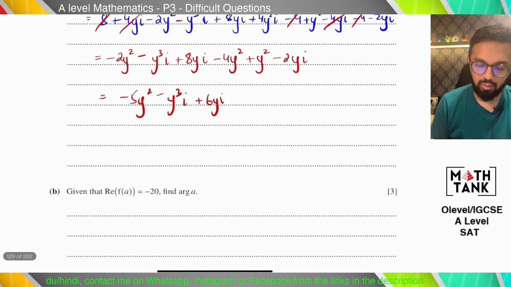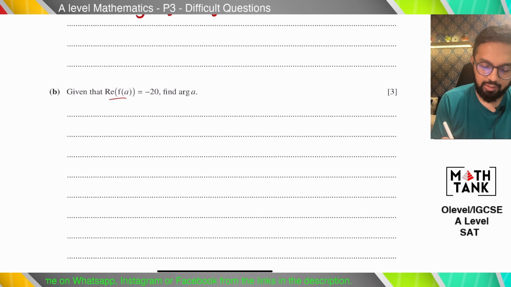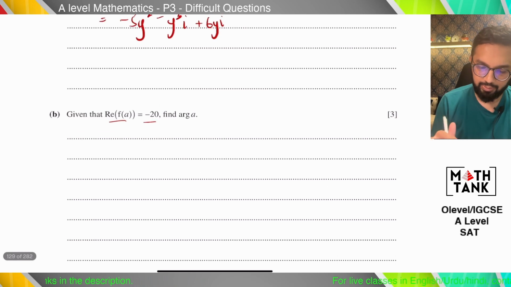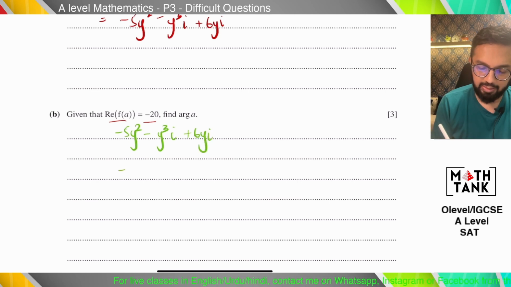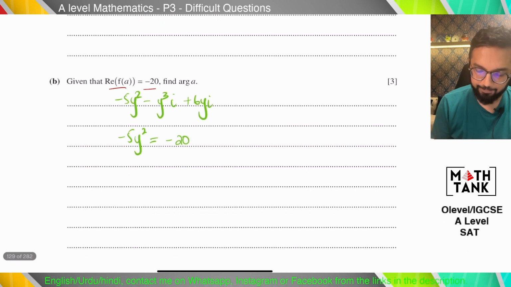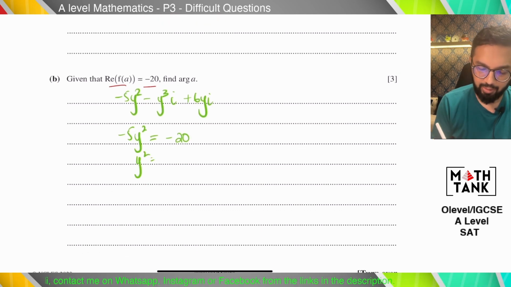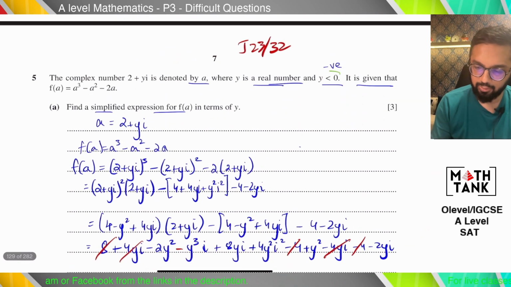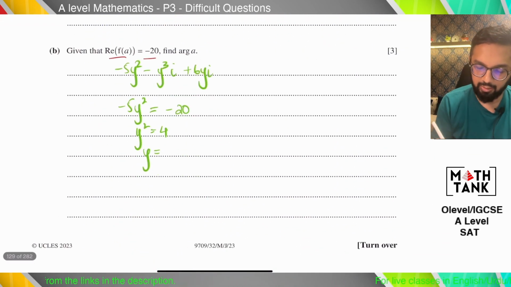Yeah, okay. Given that the real value of f of a is equal to minus 20. Okay, so what's the real value? What are the real coordinates here? They are just minus 5y squared equals minus 20. So I'm going to say y squared is 4. Y is therefore either 2 or minus 2. The question tells you that y has to be negative. So y is equal to minus 2.